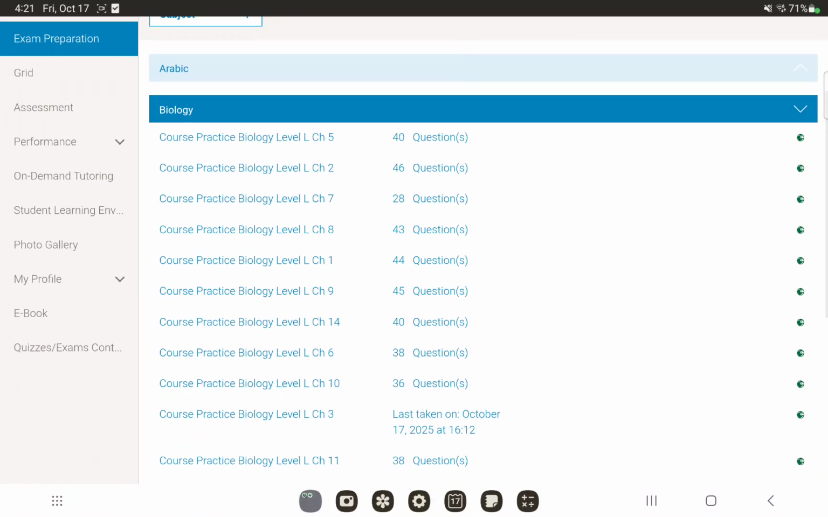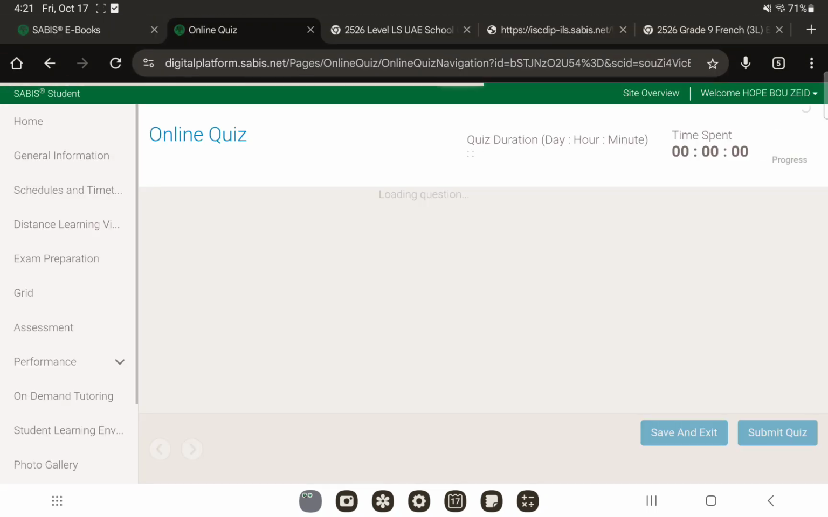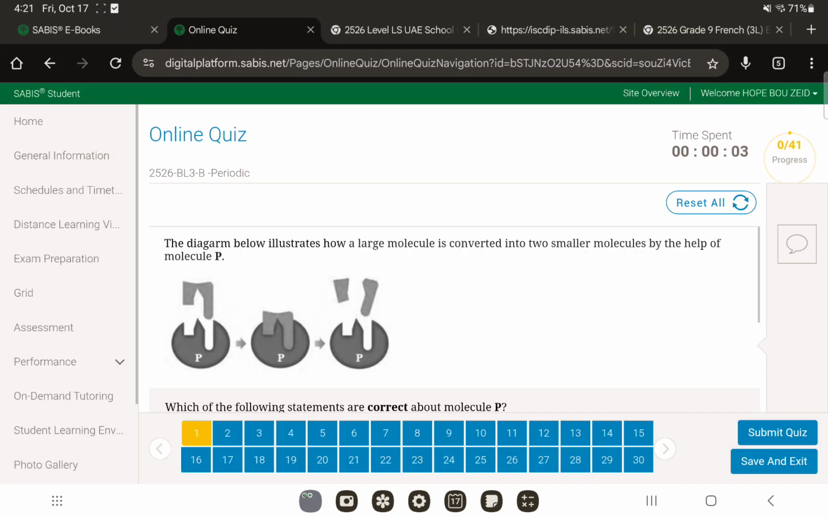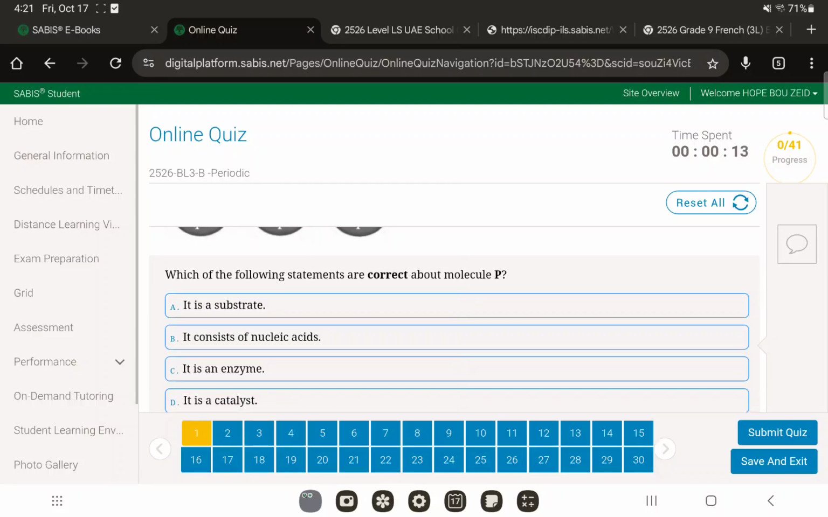So we're gonna do the chapter 3 biology online quiz or course practice. Okay, so question 1, the diagram below shows how a large molecule is converted into two smaller molecules by the help of molecule P. Which of the following statements are correct about molecule P?